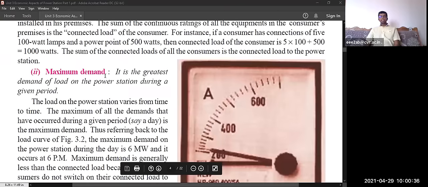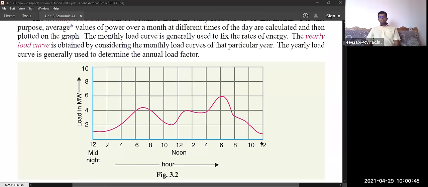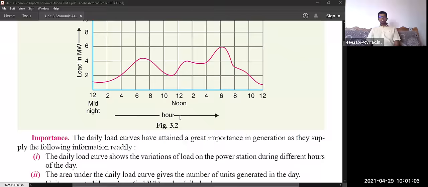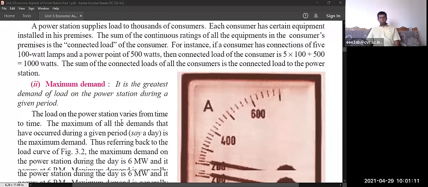Next is maximum demand. So how to analyze the maximum demand? It is the greatest demand of the load on the power station during a given period of time. So in a period of time we have taken as 24 hours. So it is the greatest demand on the particular duration. For the particular duration, what is the greatest demand here? It is 6 megawatt. So this is the maximum demand. Like that, you have to analyze what is the maximum demand of your particular house also.